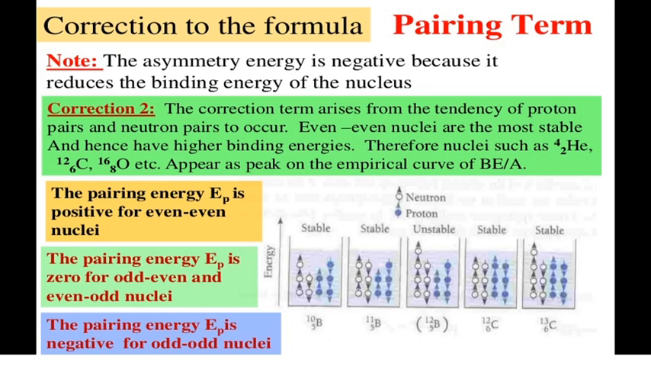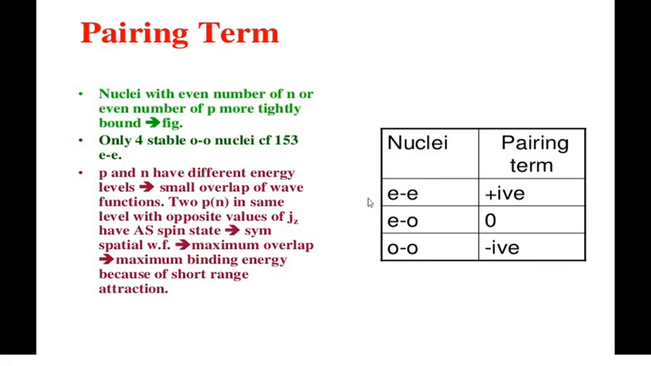So taking these three values: if the proton and neutron numbers are even, the pairing term is positive. If the proton and neutron numbers are odd, it is negative. And if it is even-odd or odd-even, the pairing term is taken as 0. So depending upon the number of protons and number of neutrons and checking whether it is even or odd, we can form the pairing term.